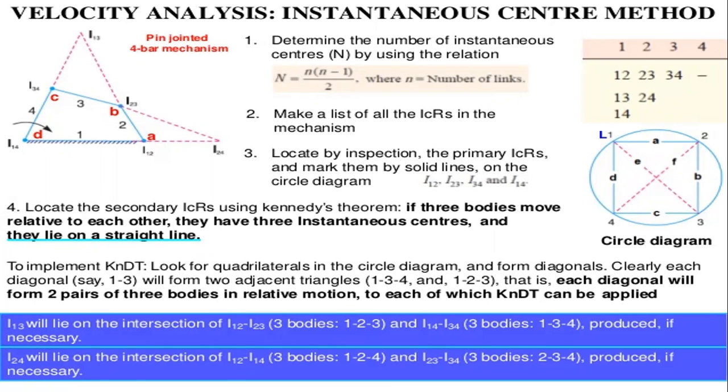And from these, the three bodies, that is I34, is produced if necessary. So that statement will pass to I24 also. So I24 and I13 are the two elements in which it got three elements, I14, that is I12, I23 and I34. For the I24 position, it got I12, I14 and I23, I24, which is produced through it.